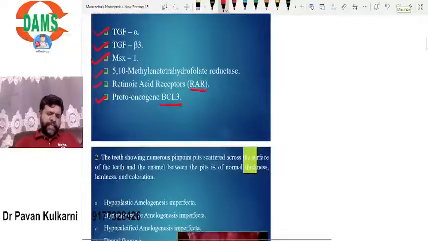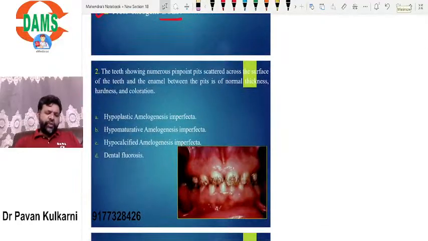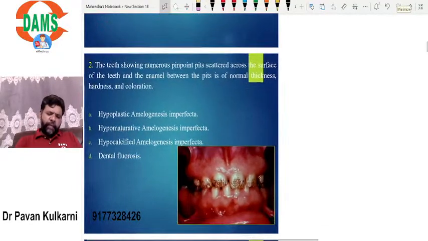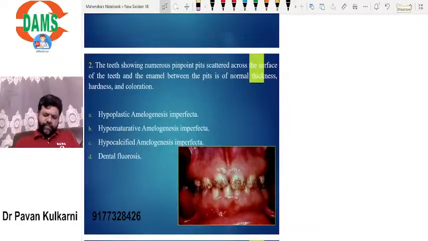The next question says: the teeth showing numerous pinpoint pits. You can see here, this is a clinical image. Many pinpoint pits are there across the surface of the teeth, and the enamel between the pits is of normal thickness.